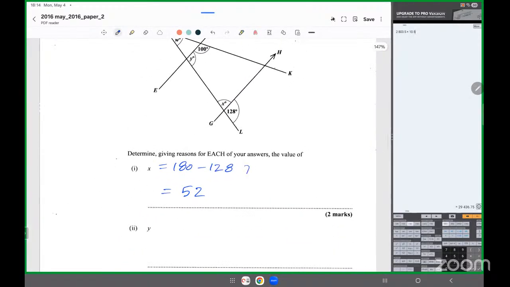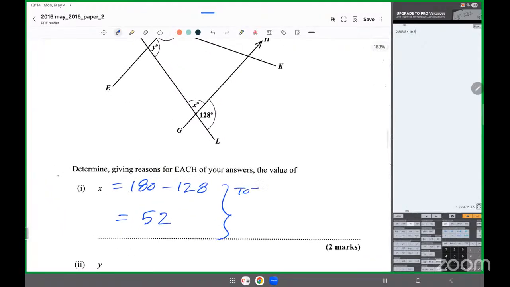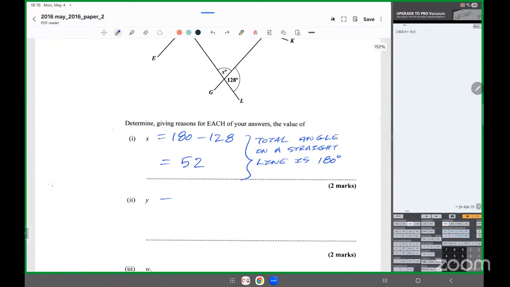Here we would say total angle on a straight line is 180 degrees. That's a reason. That's supposed to give a reason, right? And down here now, we're going to say the y equals 128 degrees. That's corresponding angles are equal. The corresponding angles are equal.